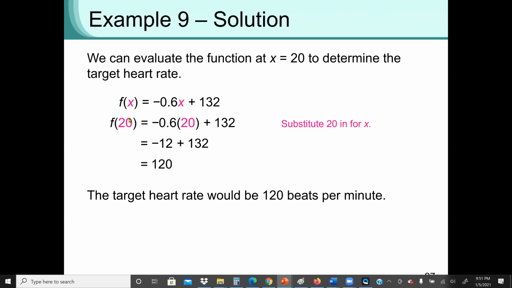So we substitute x with 20, and we get 120. So 120 will be the target heart rate, which is 120 beats per minute.